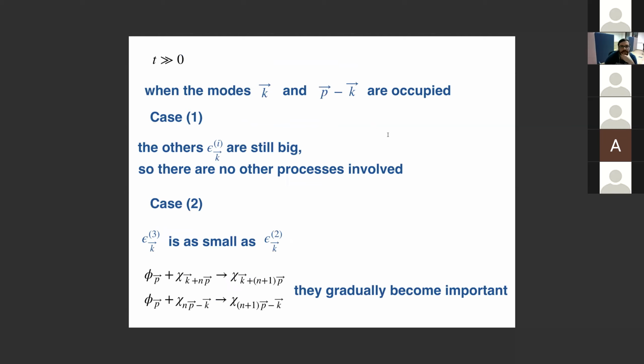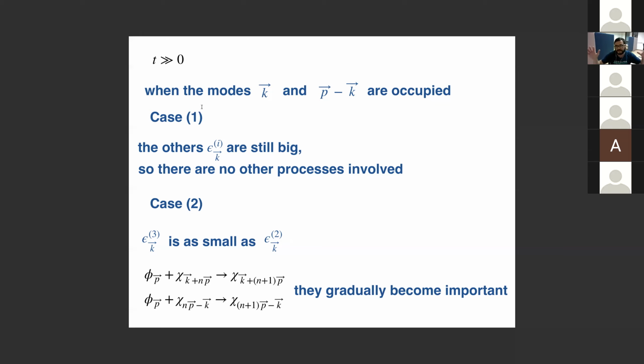Okay. The previous part is what happened when the time is close to t equals 0, what happened at the beginning. Now I will show what happened for a long time. I found that in case 1, when the initial field is massive, the same thing happens forever.